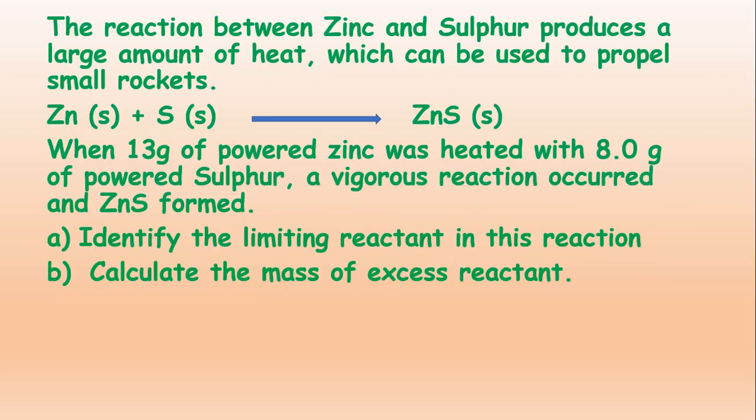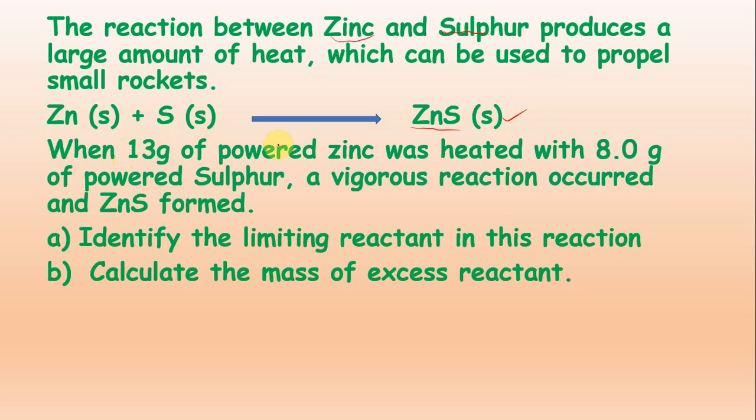Now we are moving directly towards the calculation. The reaction between zinc and sulfur produces a large amount of heat which can be used to propel some rockets, to give the energy for the rockets to start up. So this is the chemical equation: zinc and sulfur produce zinc sulfide. Zinc is solid, sulfur is solid, and zinc sulfide is also in the solid state.